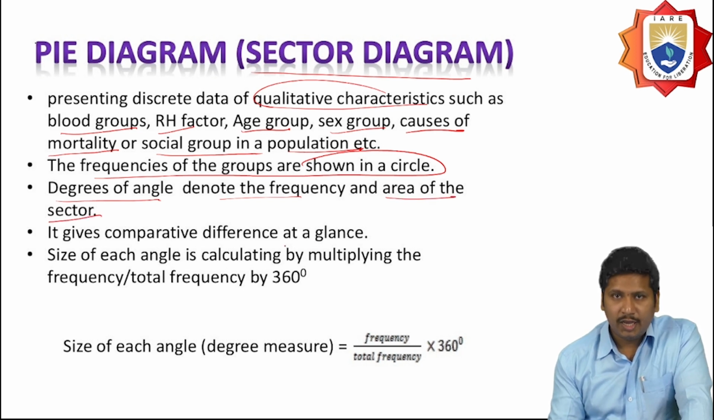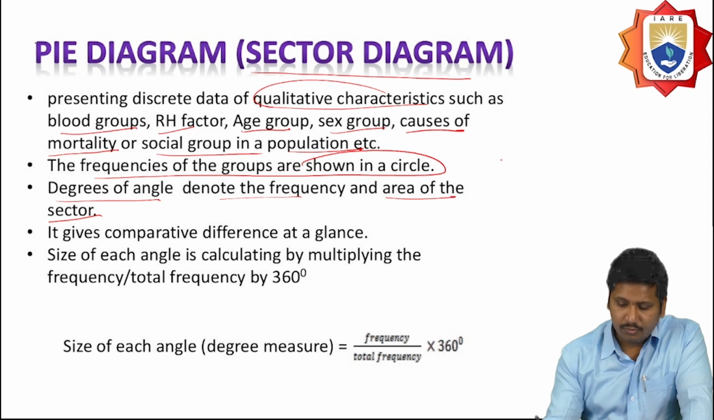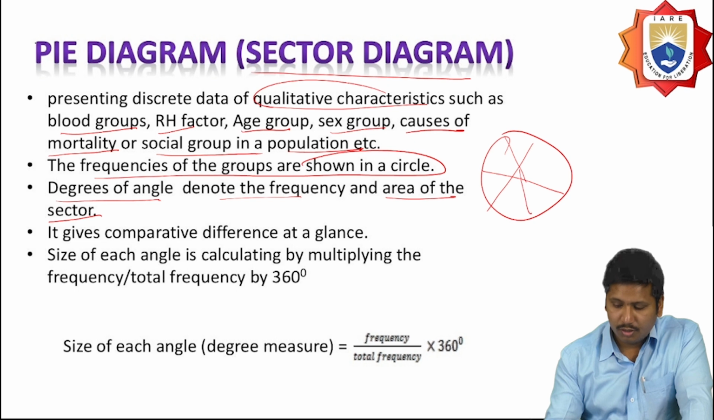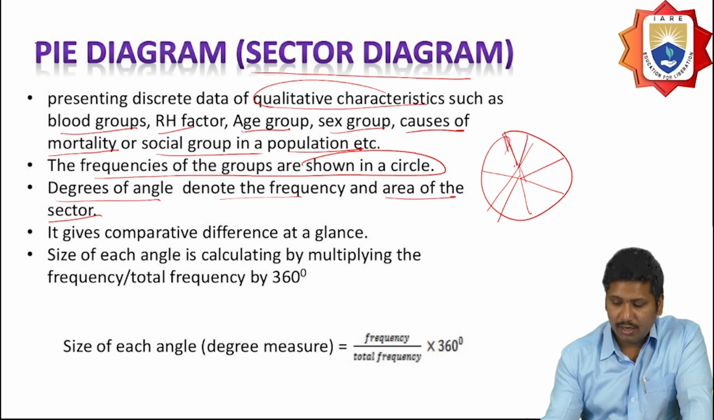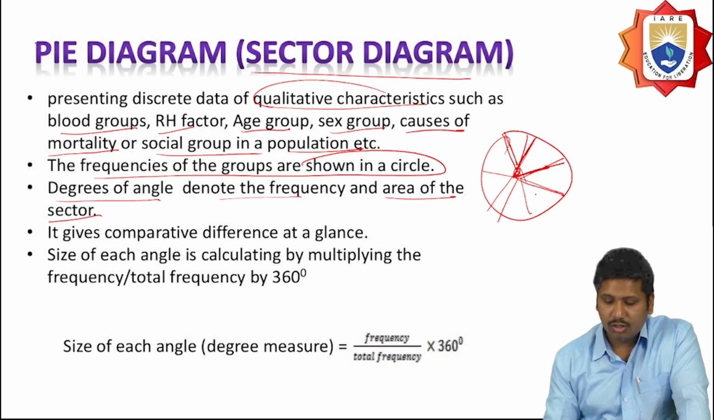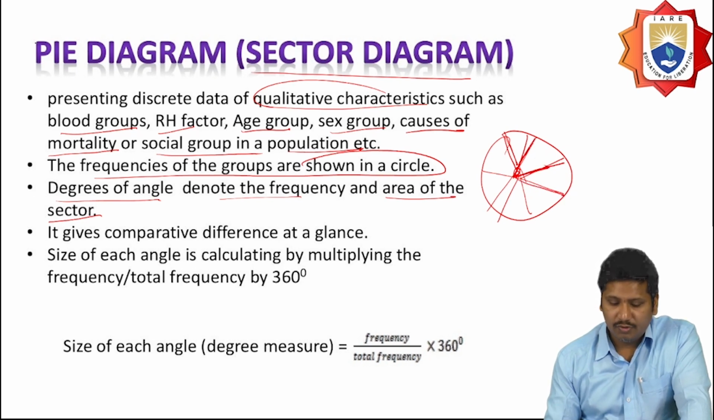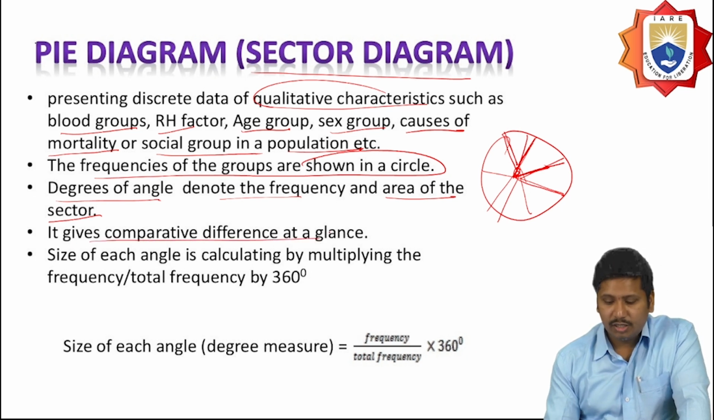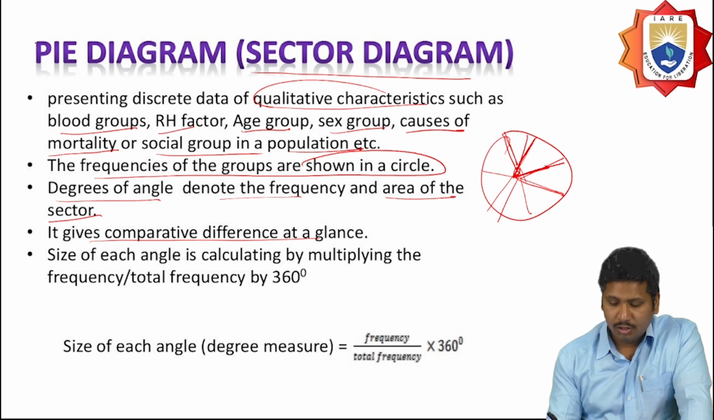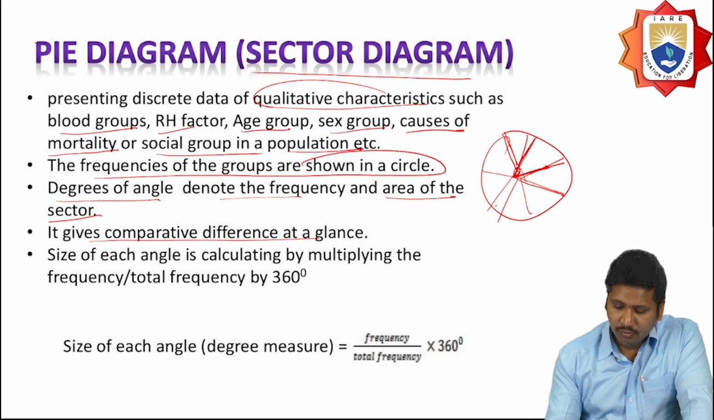So what is the circle you are taking? That circle is going to be divided into different frequencies, and these frequencies are shown by angles, right? So that angle is going to be calculated based on the frequency and the area of the sector. And it also gives a quick comparison between two things at a glance.